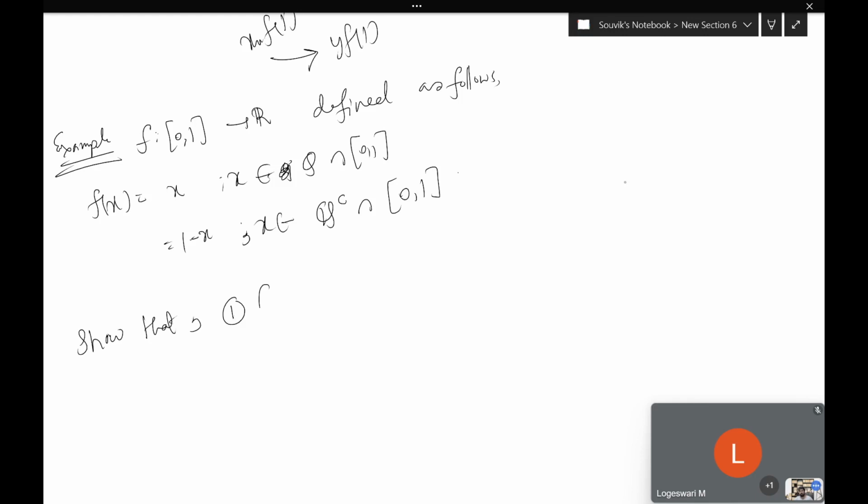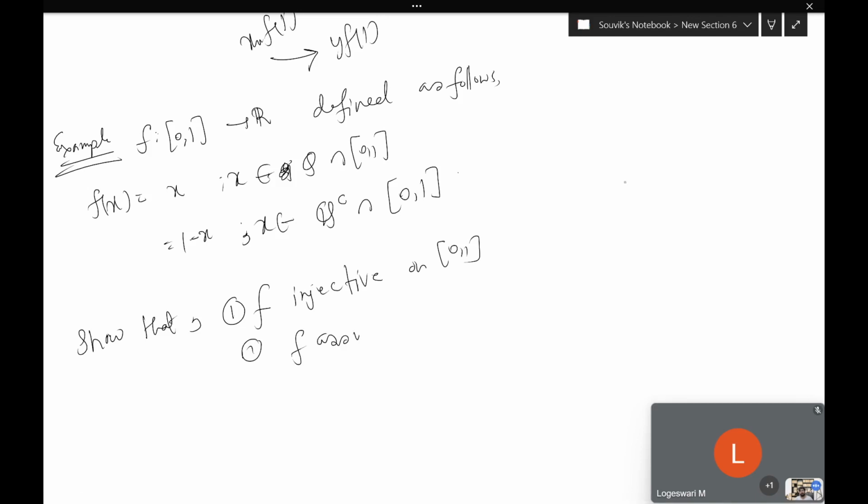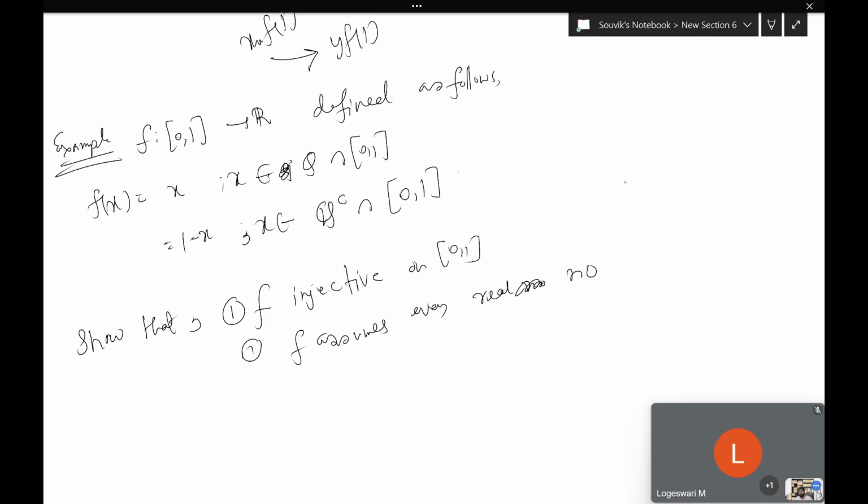Show that, first, f is injective on 0 to 1. Secondly, show that f assumes every real number on 0 1. That is, we need to check if it's surjective. Thirdly, show that f is only continuous at x equal to half.